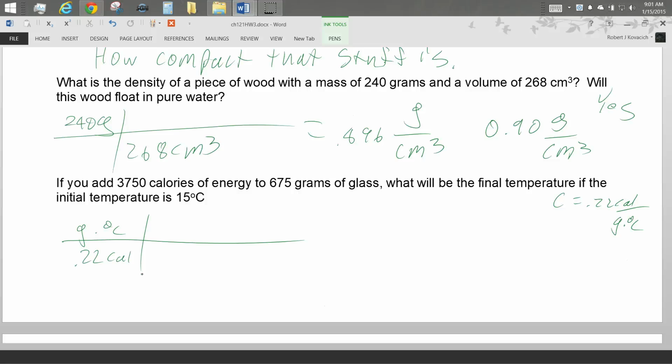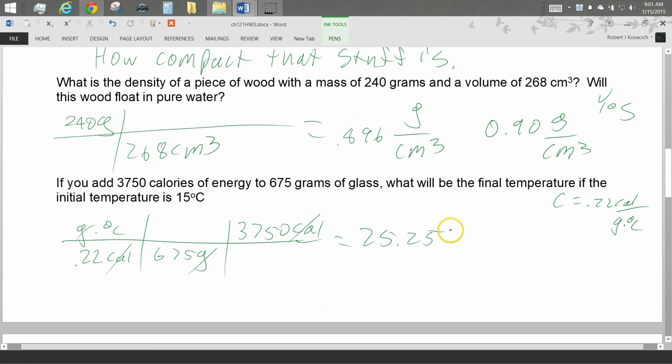I need to get rid of that gram unit and I need to get rid of that calorie unit. So I'm going to get rid of the gram unit by putting in 675 grams in the denominator, and then that gram unit cancels out. And then I'm going to put in 3750 calories in the numerator, so I can cancel out that calorie unit. And so then I've got 3750 divided by 675 divided by 0.22, and I get 25.25. And the unit on it is degrees C. Okay?